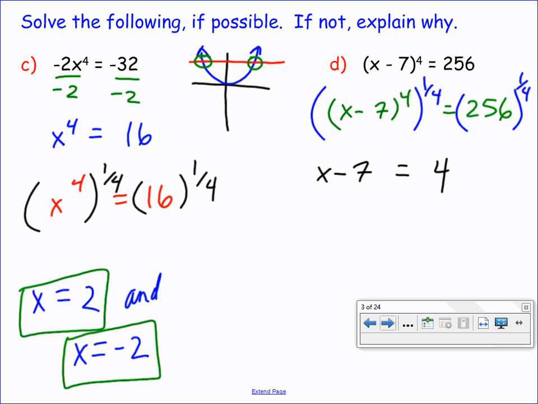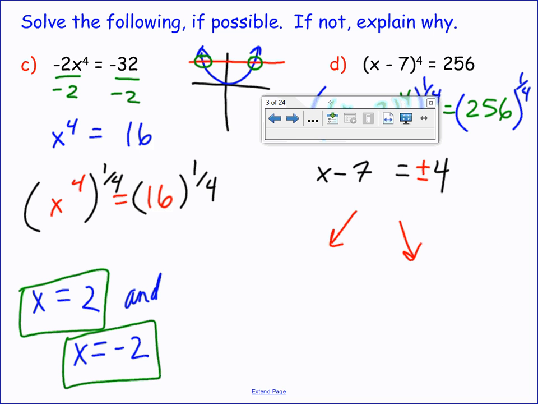But was my original integer exponent even or odd? Heather? Even. So if my even power function is set equal to a positive number, how many solutions could we have, Cody? 2, which means that even though the fourth root of 256 is positive 4, we must purposely add the negative 4 to the other option, so that we'll have two paths that you can go by, but in the long run, there's going to be two answers here. So x minus 7 equals positive 4, or x minus 7 equals negative 4.